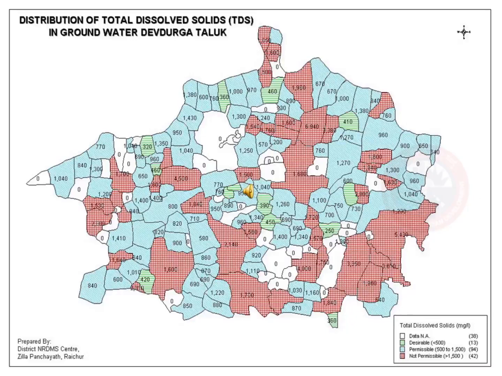Other examples of the GIS approach to water quality monitoring, showing the distribution of total dissolved solids in groundwater in Devadurga Taluk.